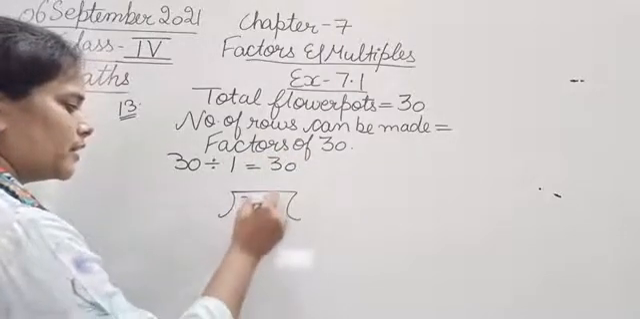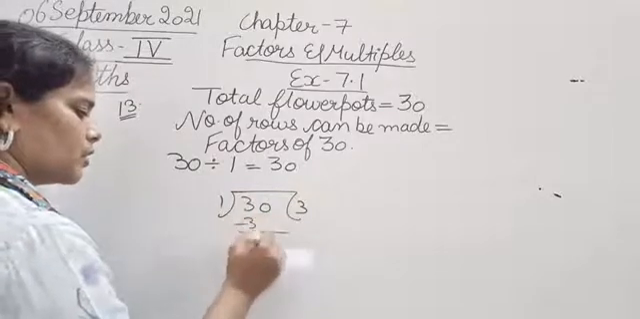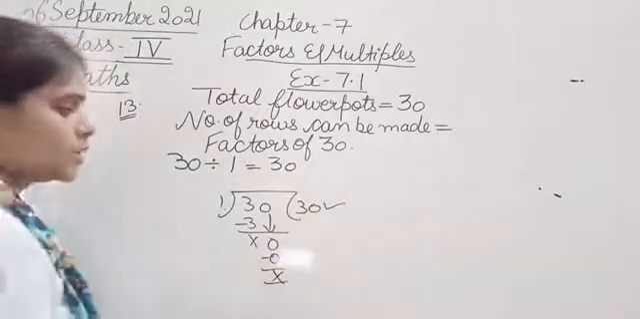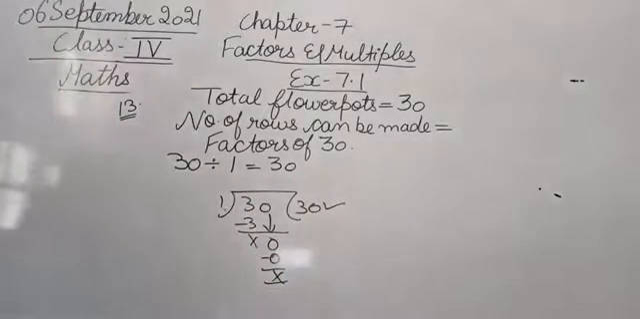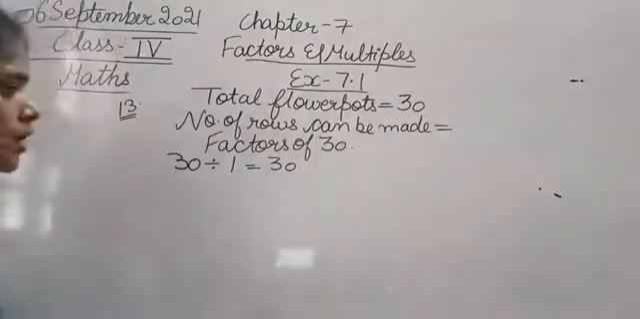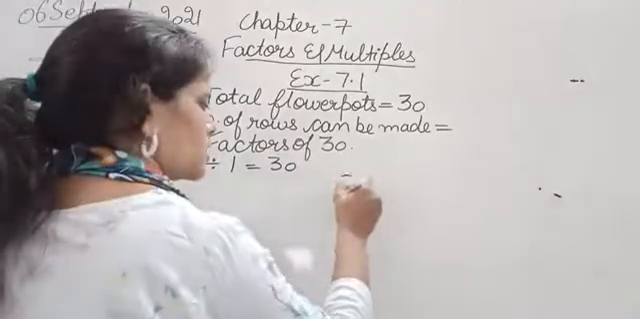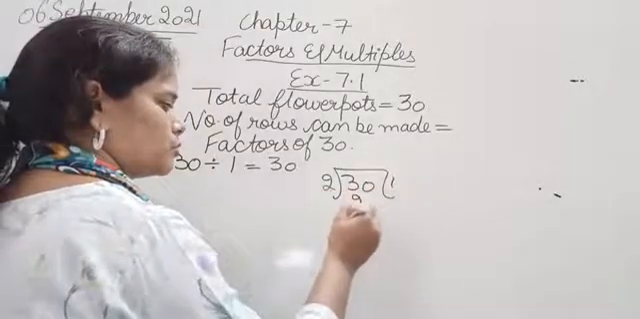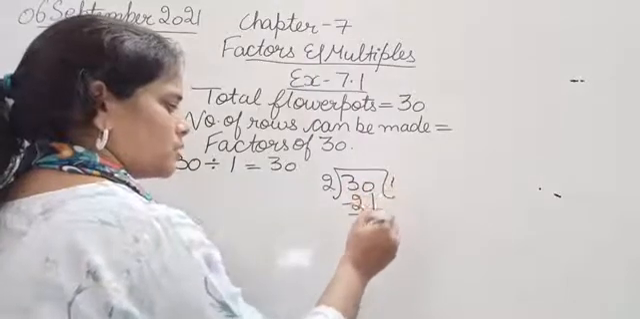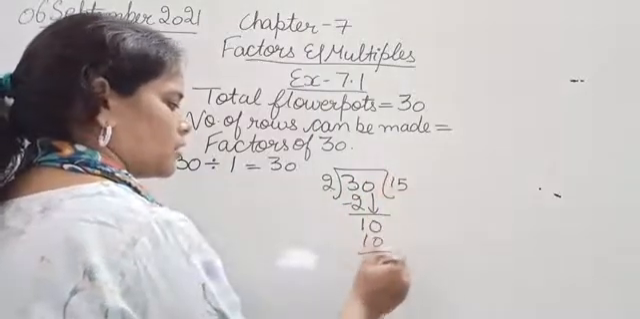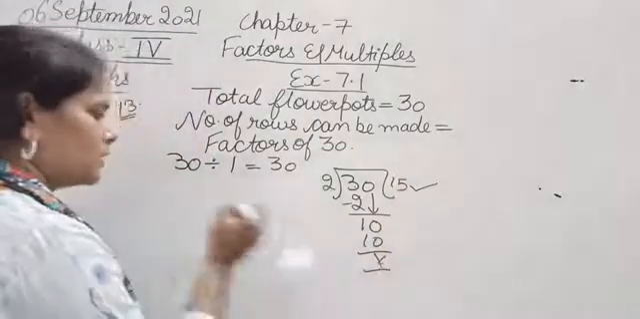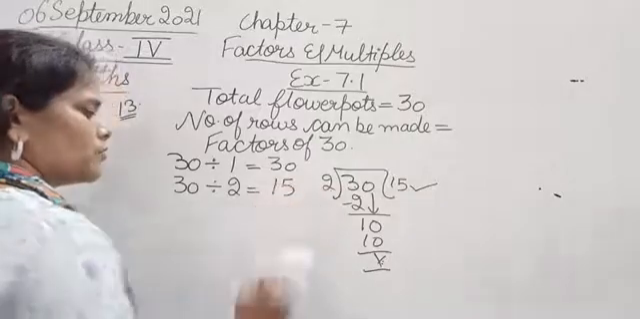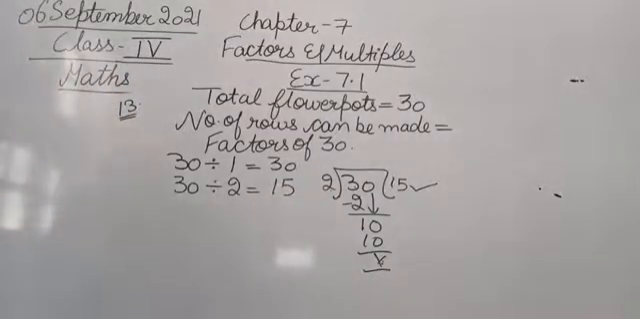चाहो तो कर लीजिए. 30 को 1 से डिवाइड करिए. 1 3s are 3, 1 zeros are 0. This is 30. Okay, 30 divided by 1 is equal to 30. Next, 30 divided by 2. 2 ones are 2, 3 minus 2 is 1, bring down 0. 2 5s are 10. So we got 15. Yes, there is no remainder. 30 divided by 2 is equal to 15.